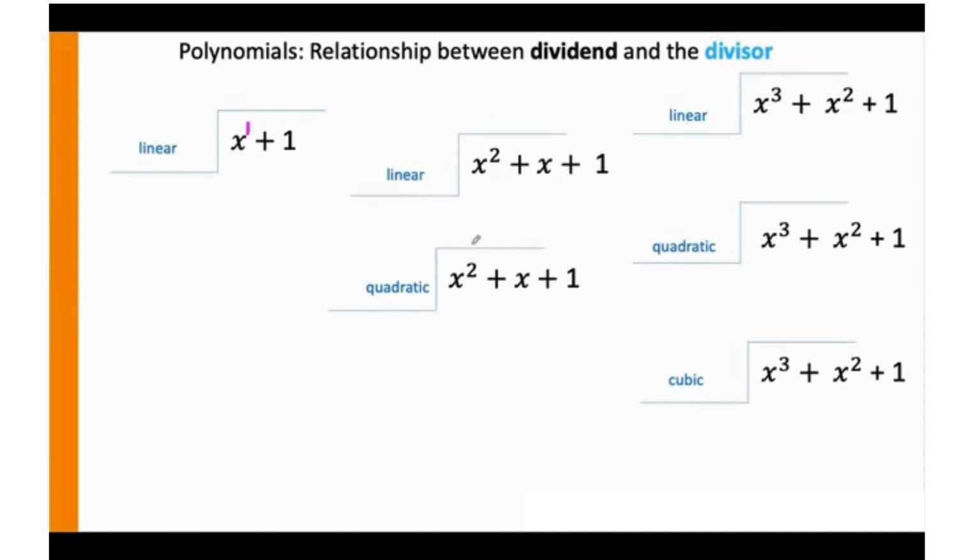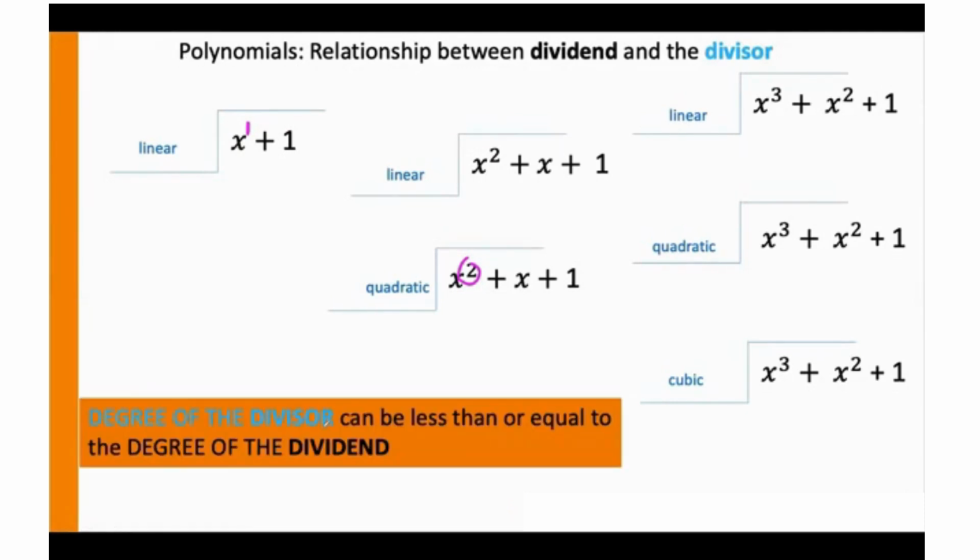So you can't divide a quadratic polynomial with a cubic polynomial because a cubic polynomial is of degree 3, which is greater than this degree 2. Okay, so that's the relationship between dividend and divisor. When we talk about polynomials, we look at their degrees, and then the degree of the divisor can be either less or equal to the degree of the dividend.